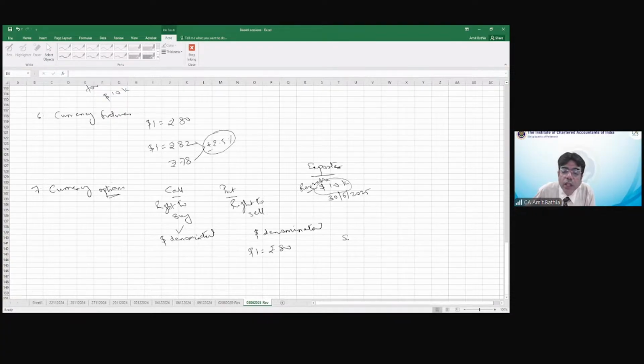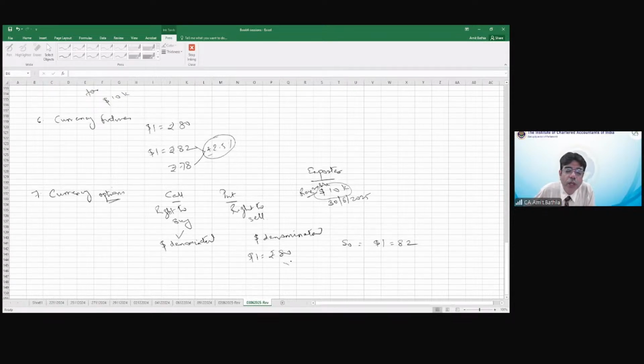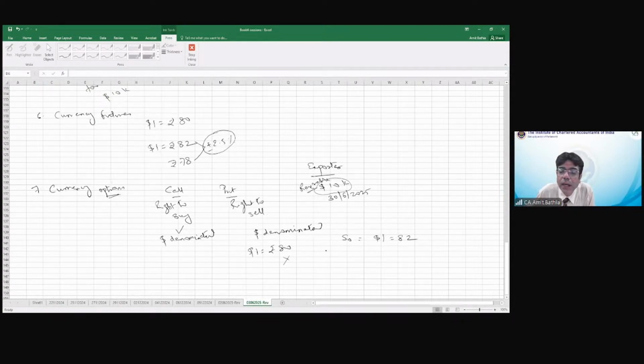Say, for example, the spot price at that particular point turns out to be $1 equal to 82. Would you sell it exercising the put option, or would you sell it in the spot market? No, we will not accept because the price is more. I am getting more money in the spot market, so obviously I will allow the put option to expire. I will go and sell it in the spot market wherein I get 2 rupees more. Am I right?